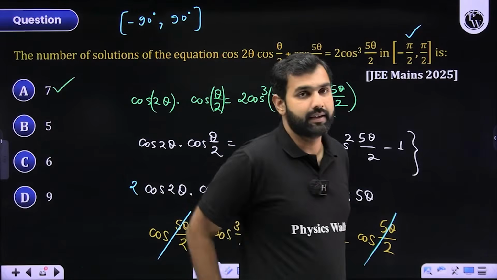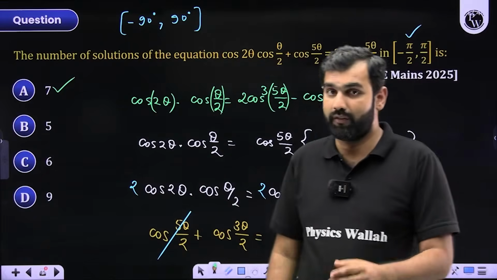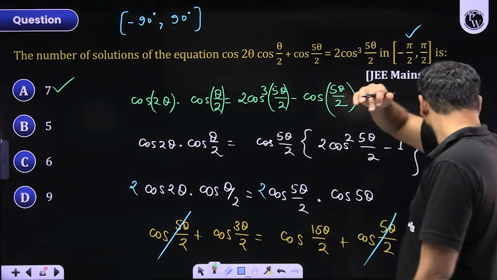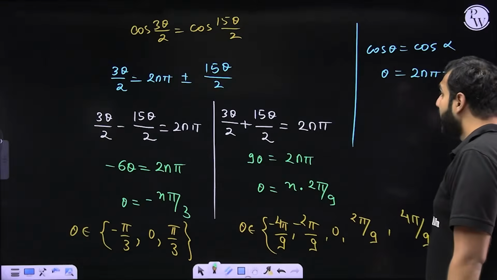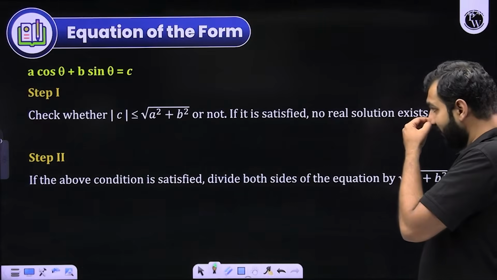Are you understanding that without having the knowledge of trigonometric equations, you could not solve it? That's the point I'm trying to make you understand here. Now, let us move ahead towards the next concept. Next concept, what are we given? Yes, this is what we have already discussed.